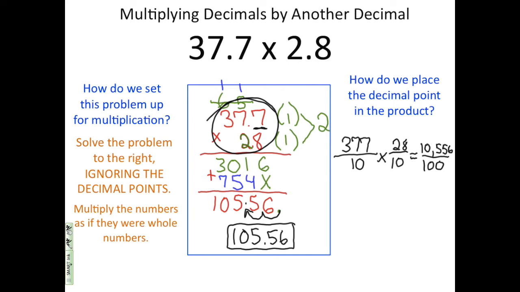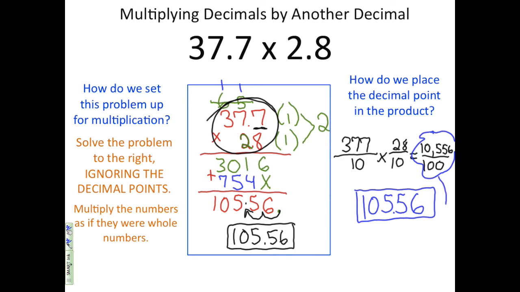So now if I take a look at this fraction, think about how I read that. 10,556 hundredths. I'm going to write that product down and read it one more time. Again, 10,556 hundredths. Well, if it's hundredths, my decimal is going to go right here, right? And notice I get the same exact answer because it's 10,556 hundredths.